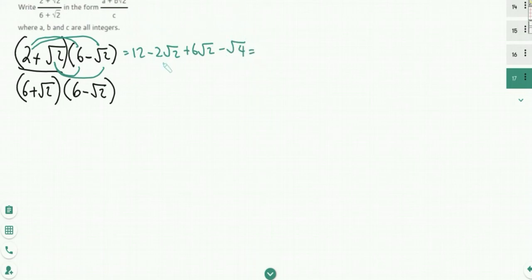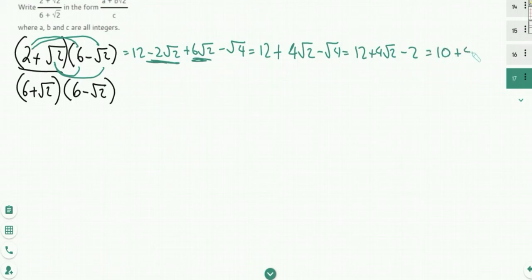Well, first of all, these two terms are both root 2's. So negative 2 root 2 plus 6 root 2 is negative 2 plus 6, which is 4. So it's going to be 4 root 2. So 12 plus 4 root 2 minus root 4. And root 4 is just 2. So it's going to be 12 plus 4 root 2 minus 2. And I can combine the 12 and the negative 2. So that makes 10. So it's going to be 10 plus 4 root 2. So that's our numerator. Perfectly simplified.